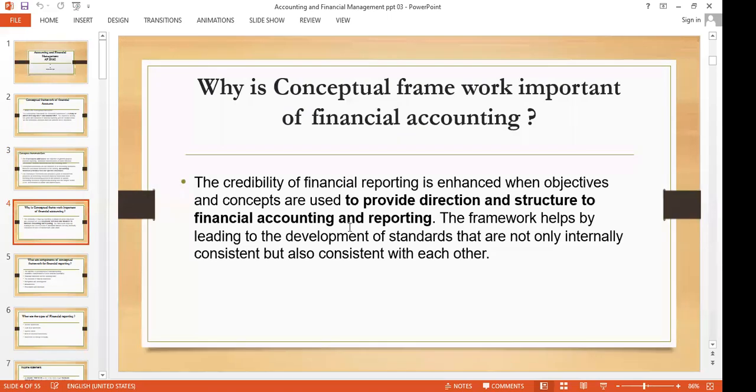What is the conceptual framework? It is important in financial accounting. The conceptual framework gives directions, structures, instructions, and other assumptions we use when preparing financial statements. We go through those standards, directions, and other assumptions and structures. The credibility of financial reporting is enhanced when objectives and concepts are used to provide direction and structure to financial accounting and reporting.